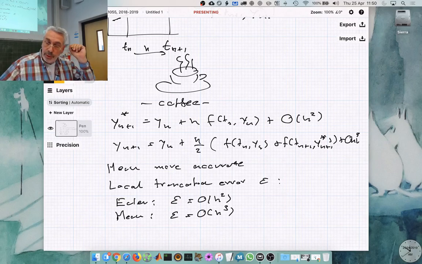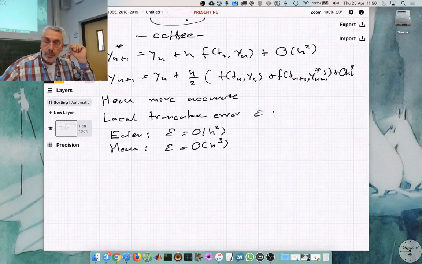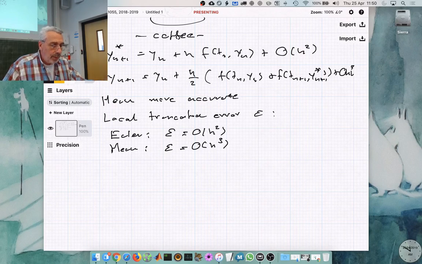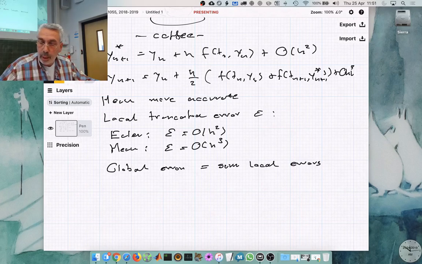Now, this is all very nice, and it gives you the idea that if you refine your step size, things will get more accurate. But there is one little problem, and that is we are not interested in a local truncation error. We are interested in a global error. And the global error is the sum of all the local errors. And how big is this sum? How many times do we have to sum?